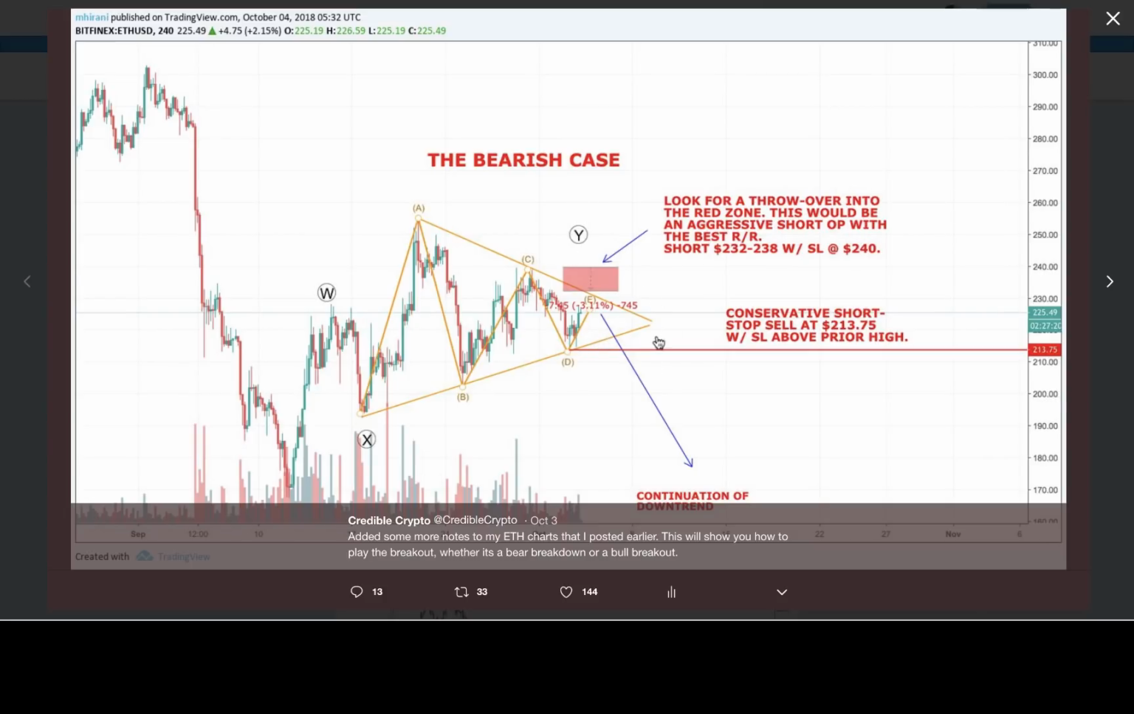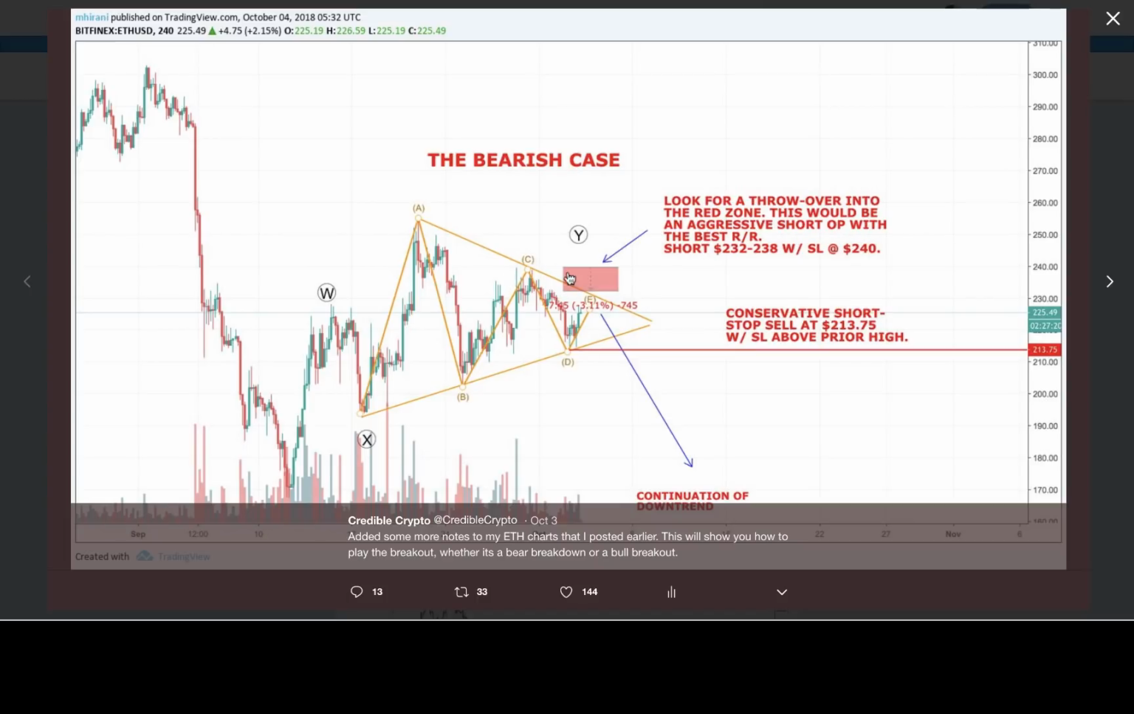Now in the bearish case, we're nearing the apex of this triangle. Just as Bitcoin is right around 6.8 thousand, so is Ethereum nearing the apex of this smaller triangle, and I believe that a move was imminent. So in the bearish case, we had made an A, B, C, D, E, right? We're currently working on our E wave.